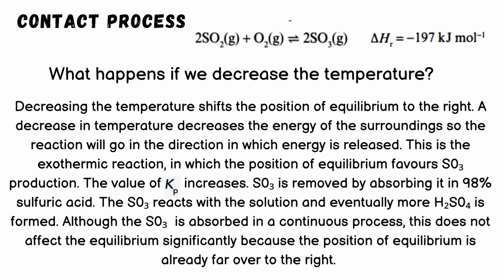SO3 is removed by absorbing it in 98% sulfuric acid. The SO3 reacts with the solution and eventually more H2SO4 is formed. Although the SO3 is absorbed in a continuous process, this does not affect the equilibrium significantly because the position of equilibrium is already far over to the right.